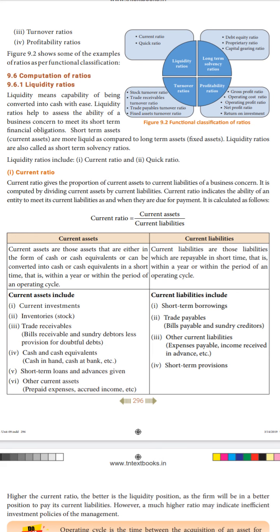Those assets will include current investments, inventories, or we call it stock, and trade receivables. Trade receivables will include bills receivable and also sundry debtors, less provision for doubtful debts. Then the fourth one is cash and cash equivalents, which is cash in hand and cash at bank. Then the fifth one, short-term loans and advances given. Maybe short-term loans given to other firms. Those are called short-term loans and advances which we have given.